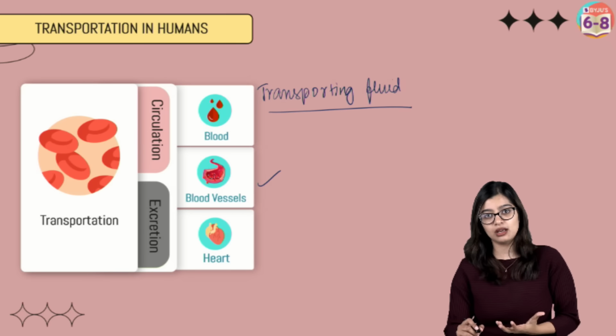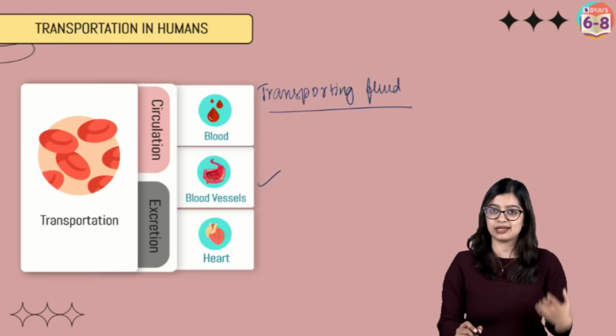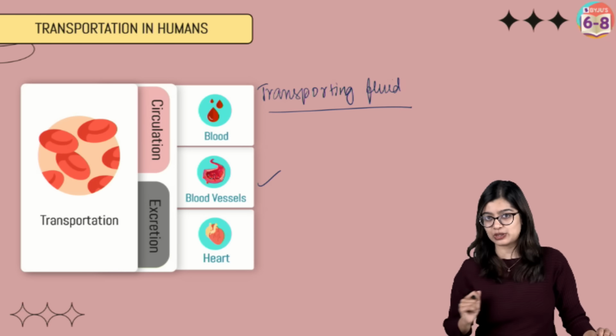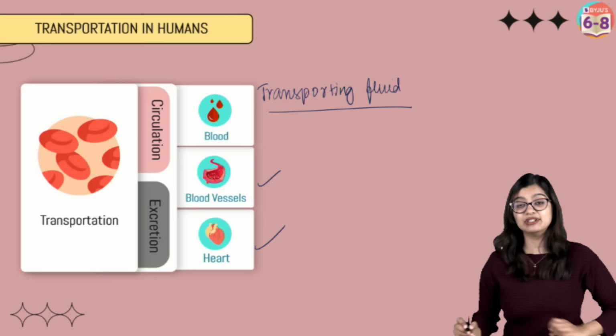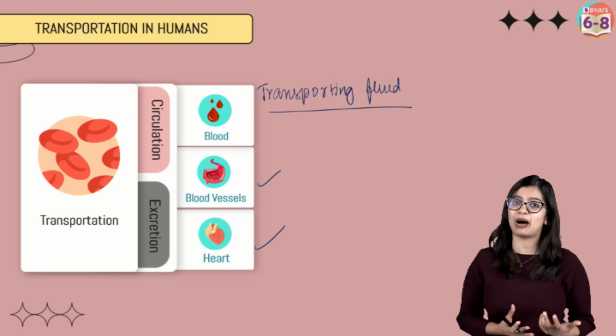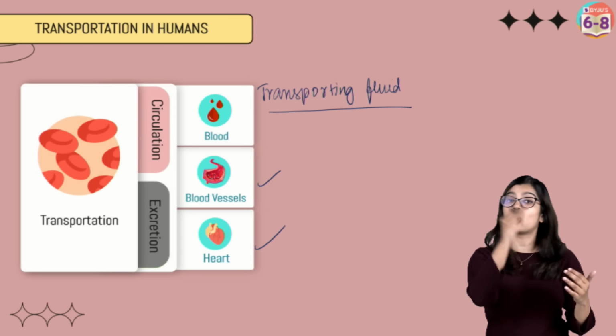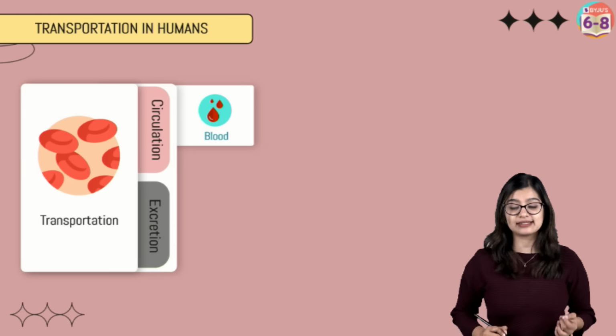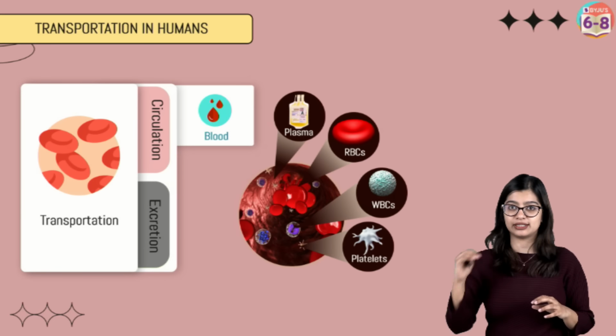But it's not that the blood is going to move on its own, right? Somebody has to pump the blood or give that blood the push so that it continuously circulates within our body, which is where we have the pump or the heart, which acts as a pump in ensuring that the blood is constantly circulating within our body. So keeping this in mind, let's get started with the first part, which is the components of blood.